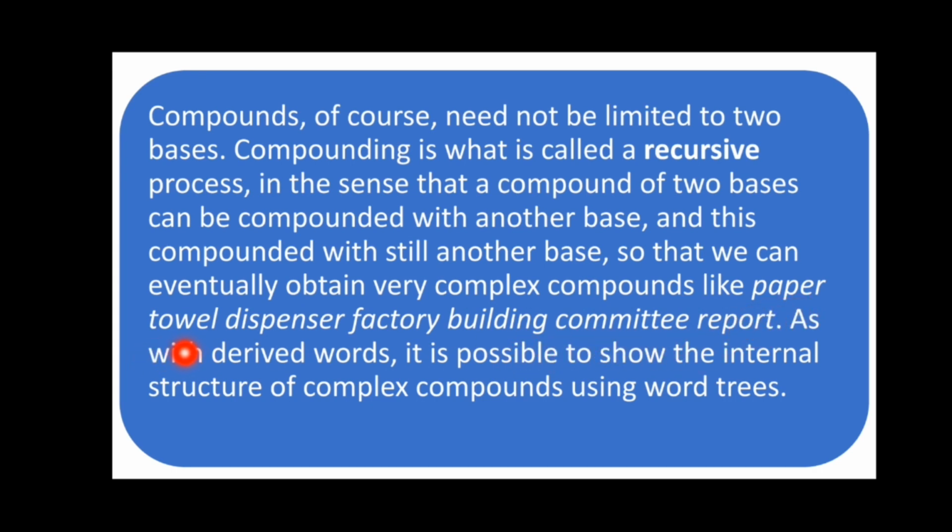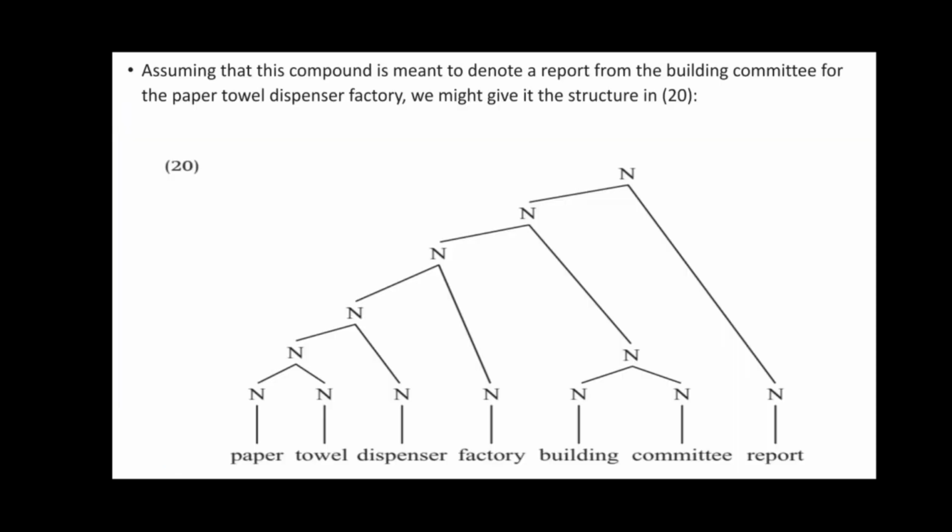It is like we can have two bases here, and then dispenser, factory, again two, and building, committee, again two, and then we have a report. So as with derived words, it is possible to show the internal structure of a complex compound using word trees. Let's see what the tree for this one is.